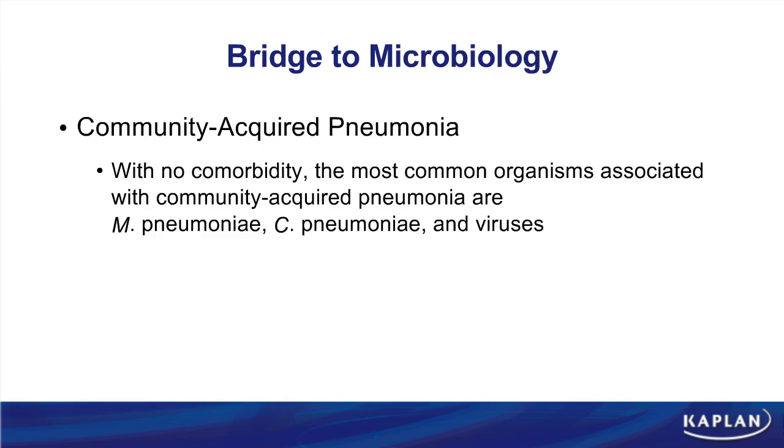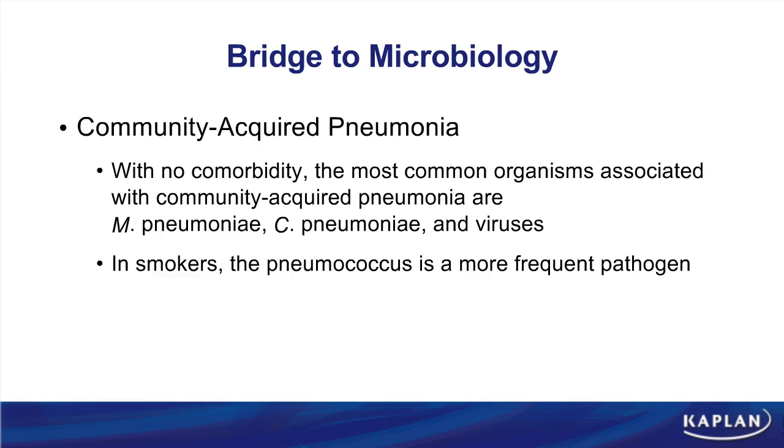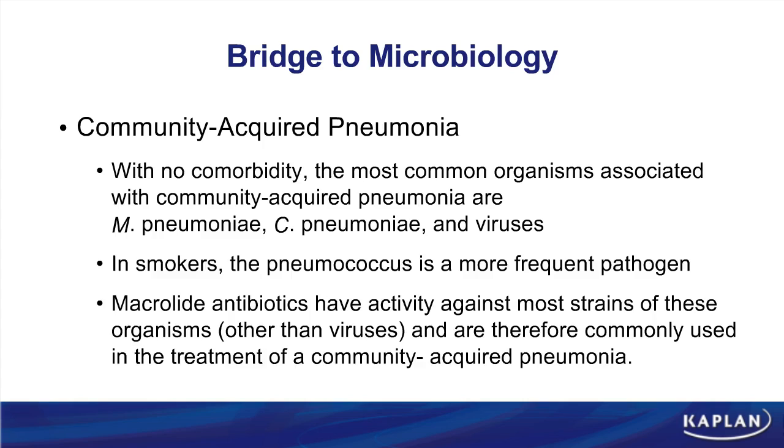In the margin is a bridge to microbiology, discussing community-acquired pneumonia, which I abbreviate on my slide as CAP. The most common organisms here are Mycoplasma pneumoniae, the chlamydia species that causes pneumonia, and viruses. Certainly, pneumococcus is a frequent pathogen in smokers. Macrolides are great for various causes of community-acquired pneumonia. If it's gram-positive or atypical, macrolides are very good.